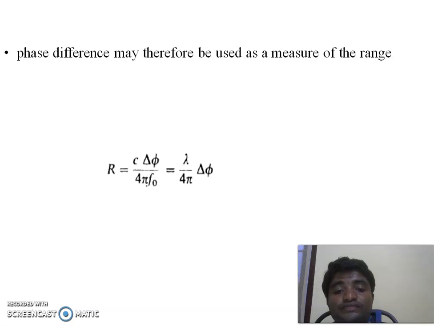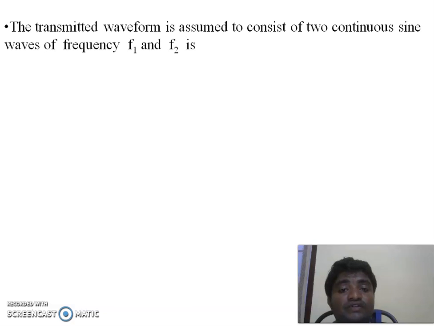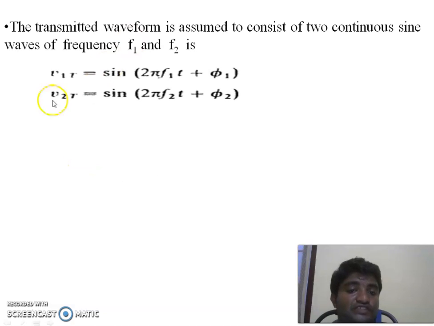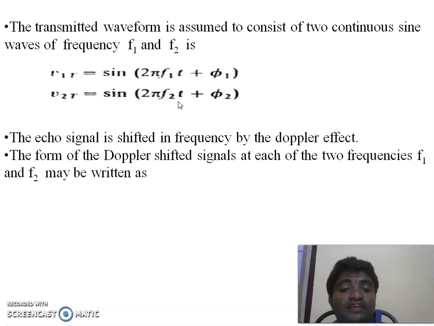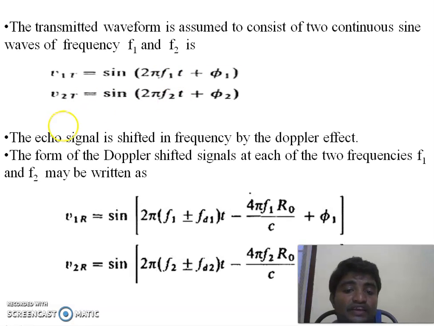The range of this CW radar can be increased by using transmitting two separate frequencies. One signal with frequency f1, another signal with frequency of f2. First signal is transmitted with a frequency of f1, and second signal is transmitted with a frequency of f2. And the echo signal will have a Doppler frequency shift.